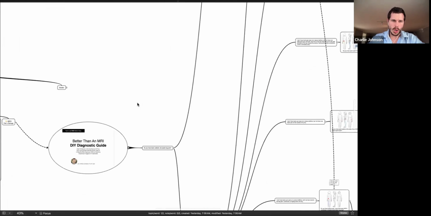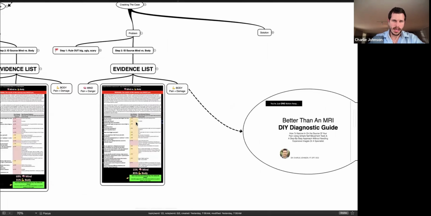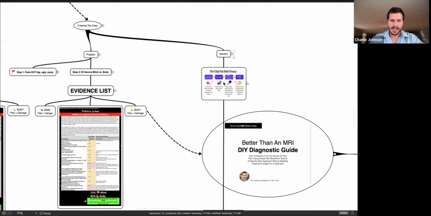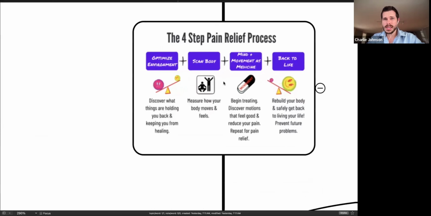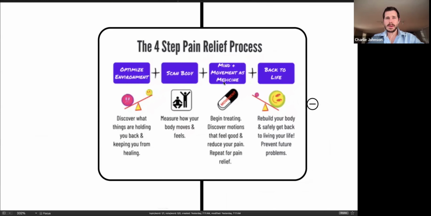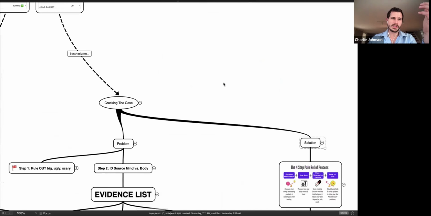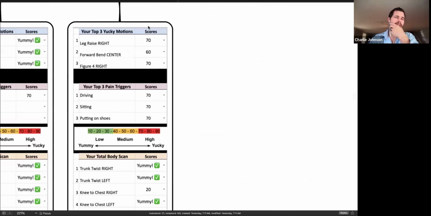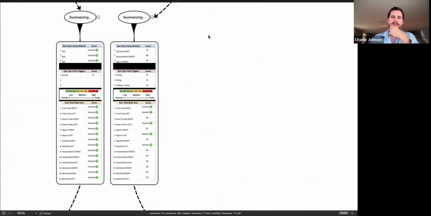All right, so hopefully this has been helpful. As it relates to solution, it's a little bit different. We still go through the exact same 4-step pain relief process. We have to optimize things. We have to help this person figure out, well, hey, you've got these yucky motions. How can we optimize your healing environment? Well, how could I do that, Charlie?